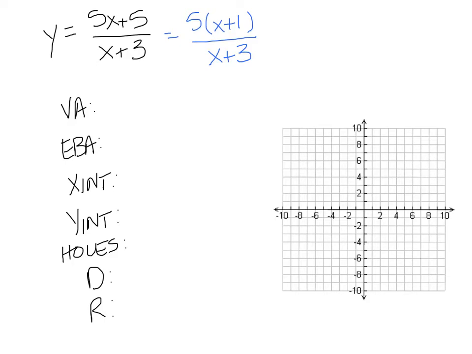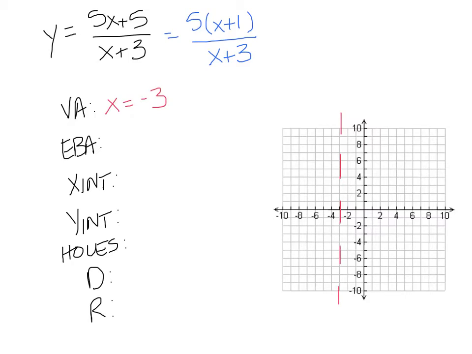Now that I have everything all factored, these things are relatively easy to find. The vertical asymptote is going to be the number that makes the denominator equal to 0. If x plus 3 is the denominator, my vertical asymptote is at x equals negative 3, because you can't divide by 0. We have to take that out. That's why the vertical asymptote behaves the way it does.